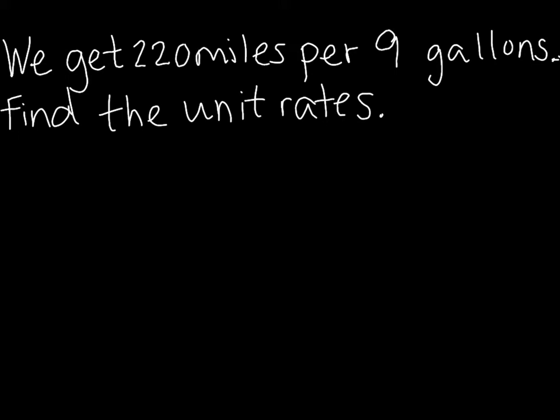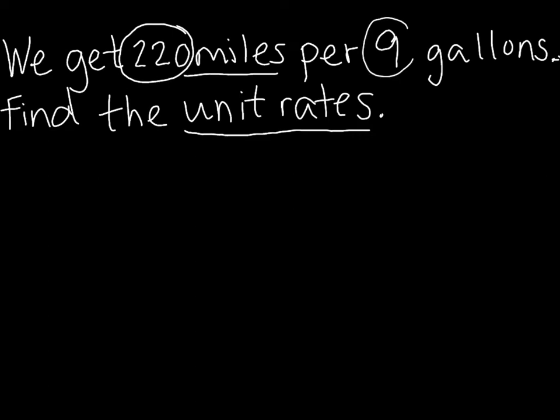Find the unit rates. Now unit rates are when you have a number per one thing. So we could figure out how many miles we have per 1 gallon, or we could figure out how many gallons we have per 1 mile. So we're going to find both of those unit rates. It's per one thing. Let's go ahead and mark the text first on our problem. We have 220 miles per 9 gallons, and we are finding the unit rates. I'm going to box unit rates because that's what it's asking us to do.